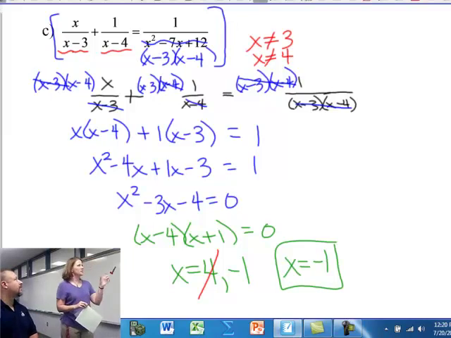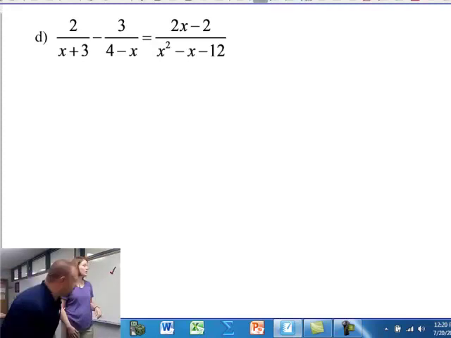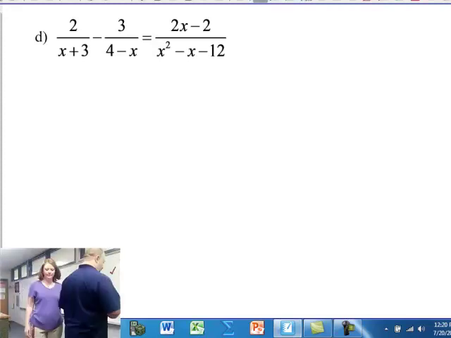Again, you might want to pause this one and give it a try. Again, the least common denominator here is just a little bit tricky, but give it a pause, give it a try.